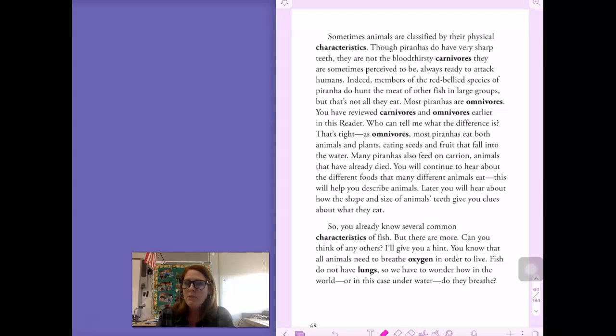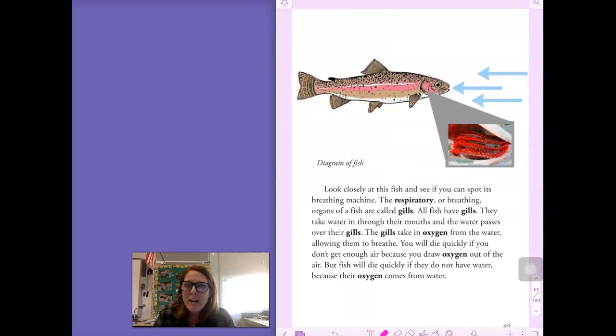So you already know several common characteristics of fish, but there are more. Can you think of any others? I'll give you a hint. You know that all animals need to breathe oxygen in order to live. Fish do not have lungs, so we have to wonder how in the world, or in this case underwater, do they breathe? Here's a diagram of a fish. We're going to find out what that's a picture of. Look closely at this fish and see if you can spot its breathing machine. That's right, that's what this is right here, its breathing machine.